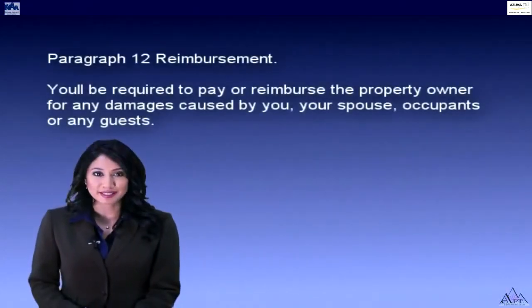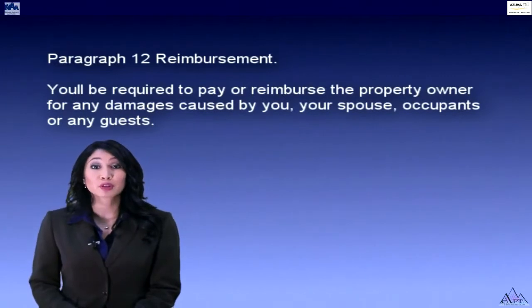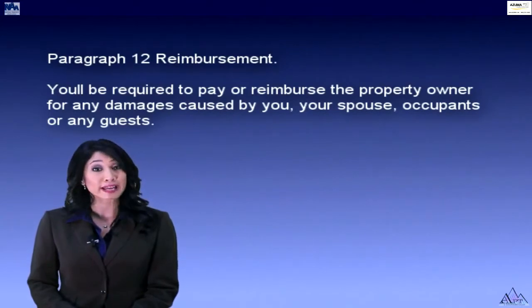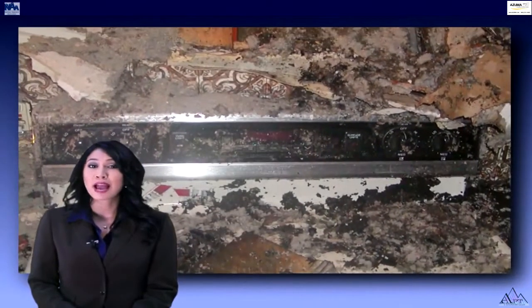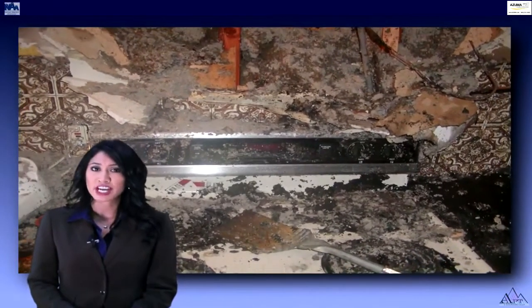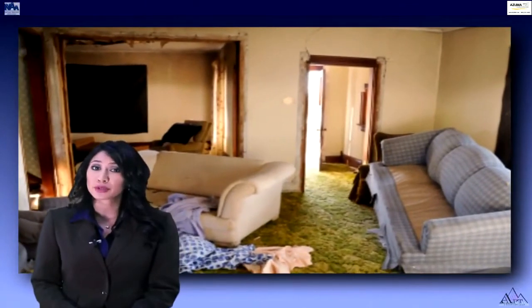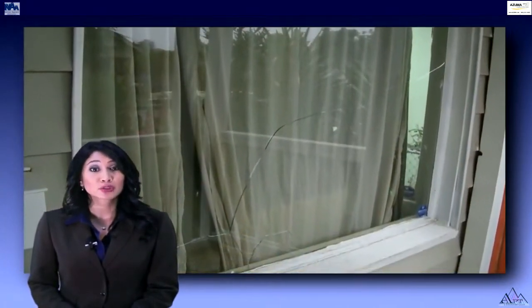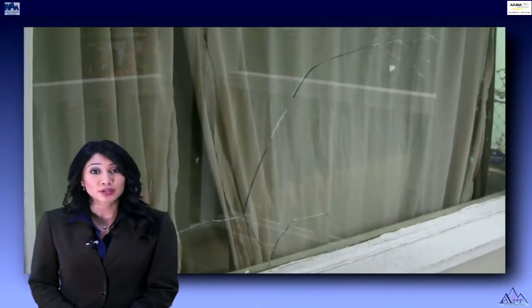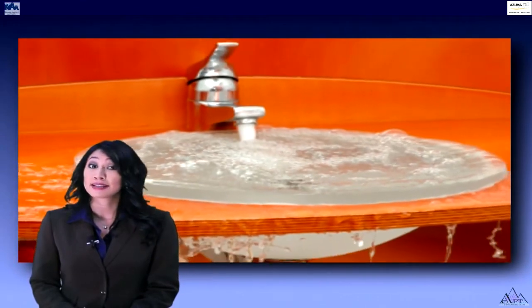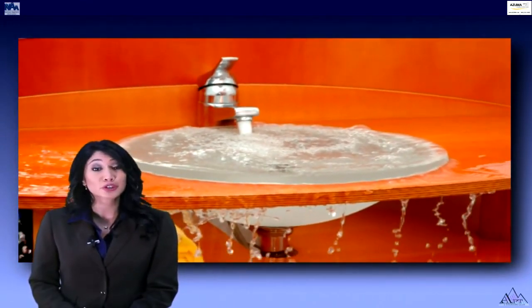Paragraph 12, reimbursement. You'll be required to pay or reimburse the property owner for any damages caused by you, your spouse, occupants, or any guests. You'll also be liable for any charges incurred because of a violation of the lease or community rules, or property damage resulting from negligence, improper use, or other conduct by any of the parties mentioned above. You will also be liable for damage to doors, windows, or screens, as well as damage from doors or windows left open. Damage from wastewater stoppages caused by improper objects in lines exclusively serving your apartment will also be charged to you.